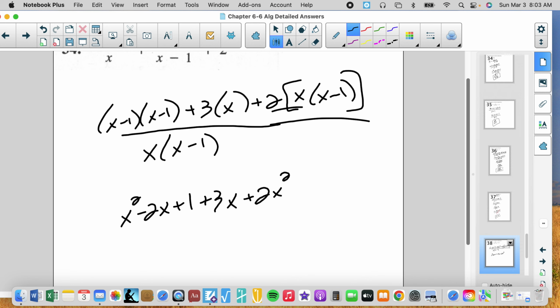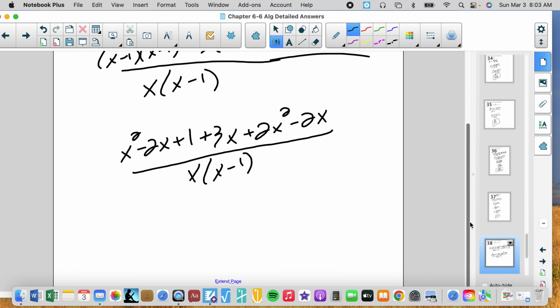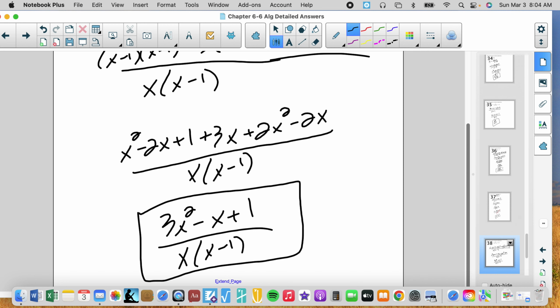2x squared minus 2x all over x times x minus 1. 3x squared minus x plus 1. That is not factorable. Let's make sure I did it correctly. That's x minus x, yeah. Plus 1. That's not factorable. That's too bad.